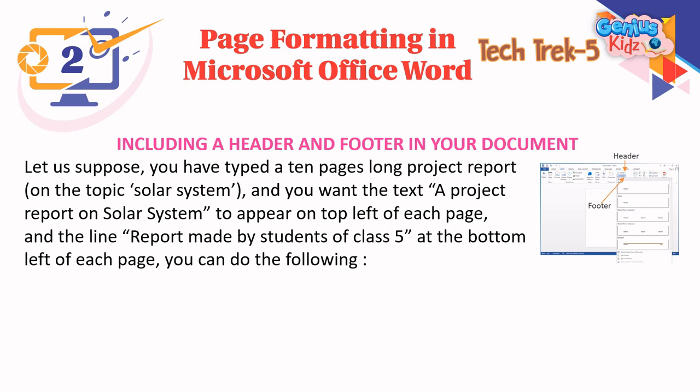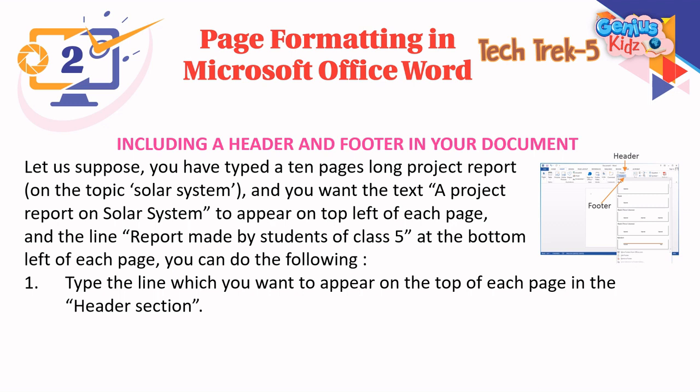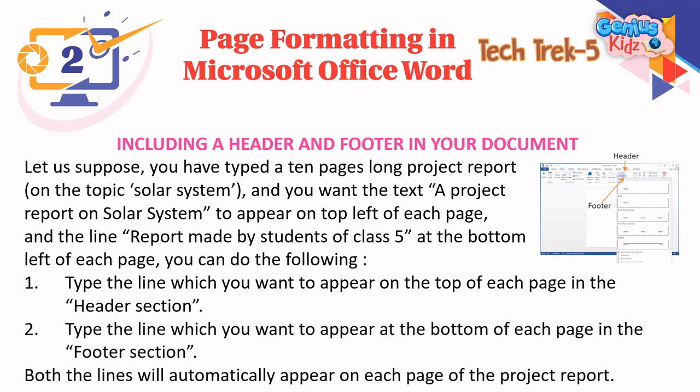Let us suppose you have typed a 10 pages long project report on the topic solar system, and you want the text "project report on solar system" to appear on top left of each page, and a line "report made by students of class 5" at the bottom left of each page. You can do the following. 1. Type the line which you want to appear on the top of each page in the header section. 2. Type the line which you want to appear at the bottom of each page in the footer section. Both the lines will automatically appear on each page of the project report.